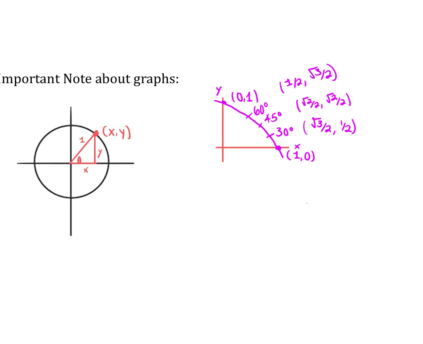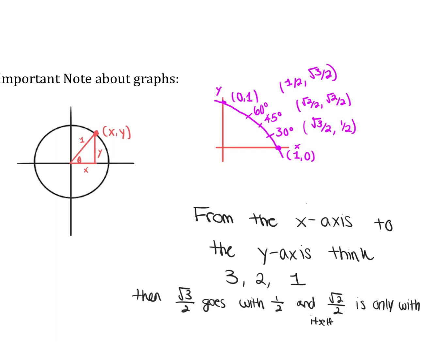So you might wonder, how am I going to remember all these values? Well, a good idea is, I know that's hard to remember, so the way I like to think about it is that going from the x-axis to the y-axis, think 3, 2, 1. And just remember, the radical 3 values always go with the 1/2 values, and the radical 2 always just go with themselves.